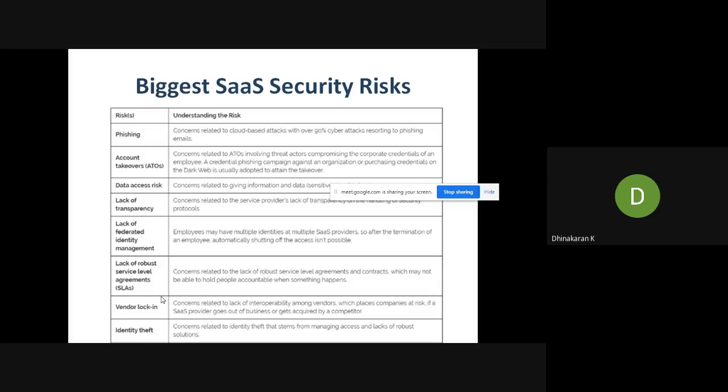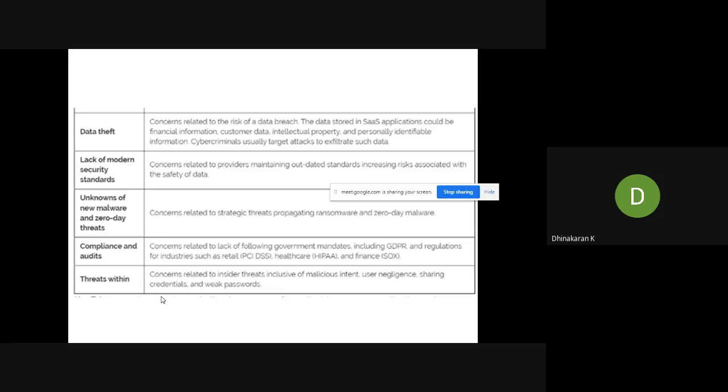SaaS security risks: phishing, account takeover, data access leak, lack of transparency, lack of federated identity management, lack of robust service level agreements, vendor lock-in, identity theft, data theft, and lack of modern security standards, unknown new malwares and zero-day threats, compliance and audits, and finally threats within the cloud. Then, what are the solutions?